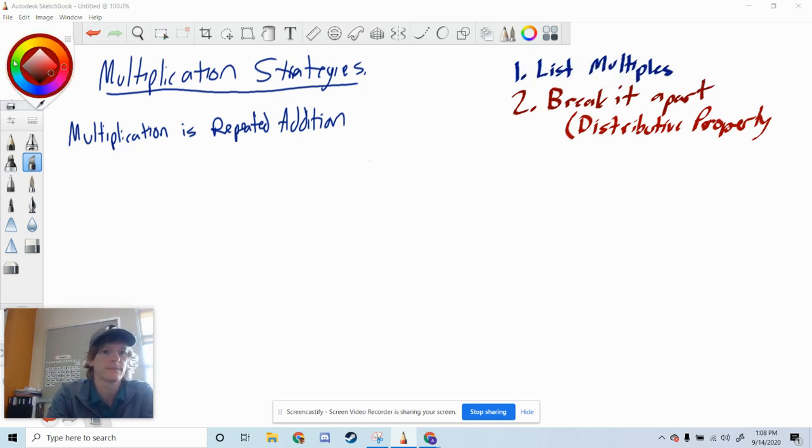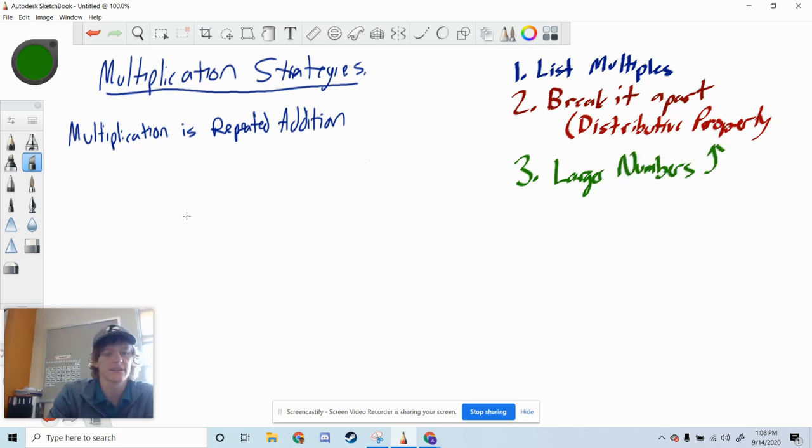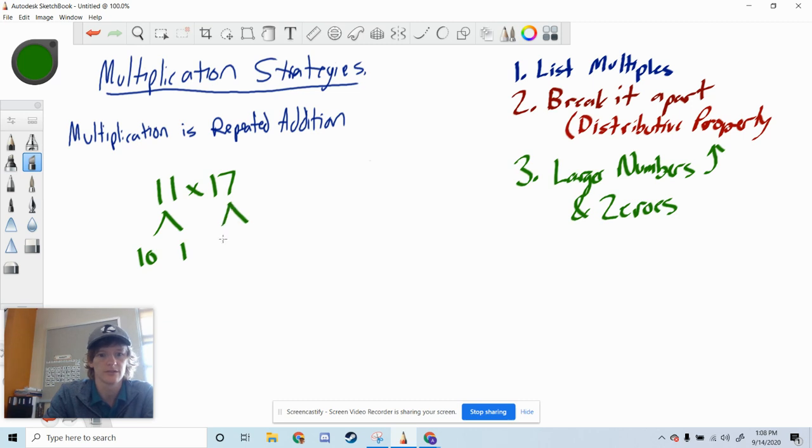Another way is going to involve larger numbers. And we're going to break them apart, basically. Say I do large numbers and zeros. So, for example, if I say 11 times 17, what I'm going to do is break this one apart into 10 and 1. I'm going to break this one into 10 and 7. And I'm going to multiply these together.